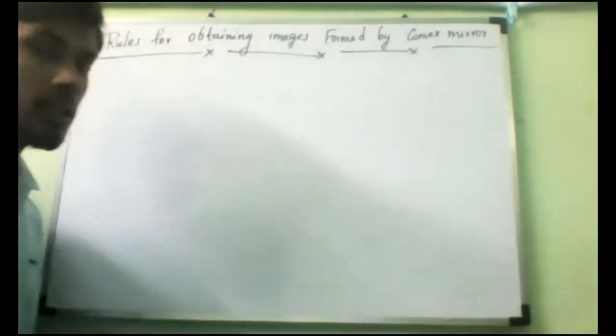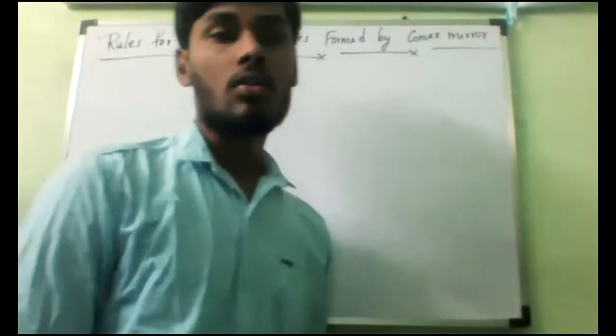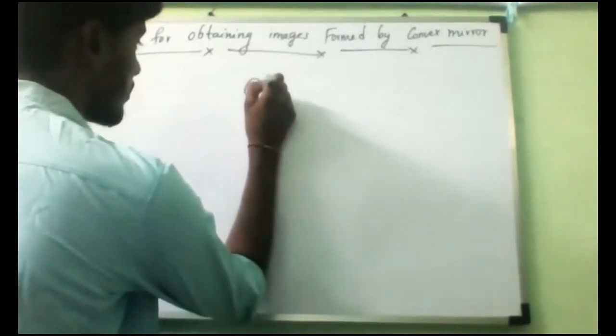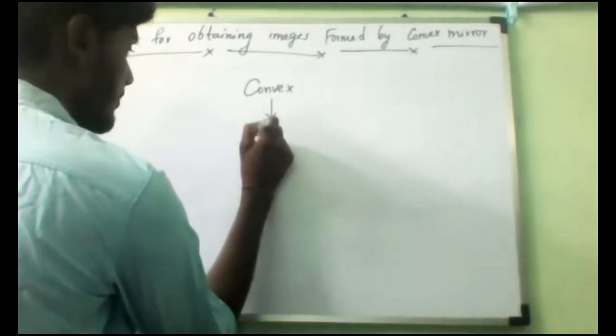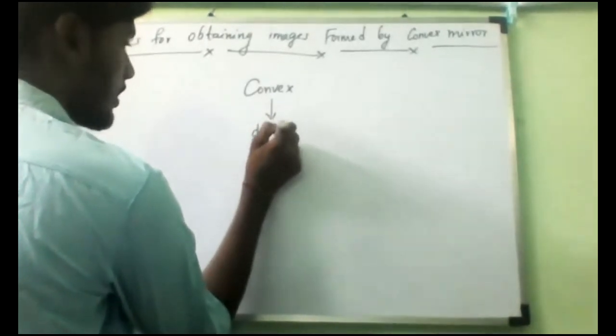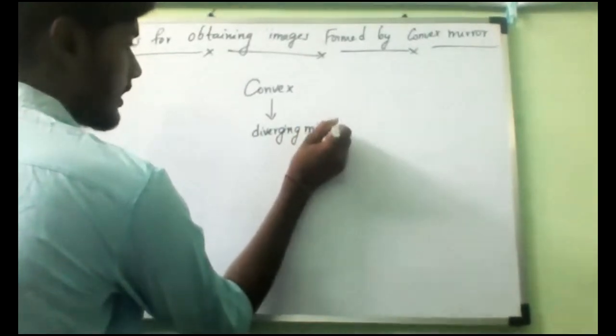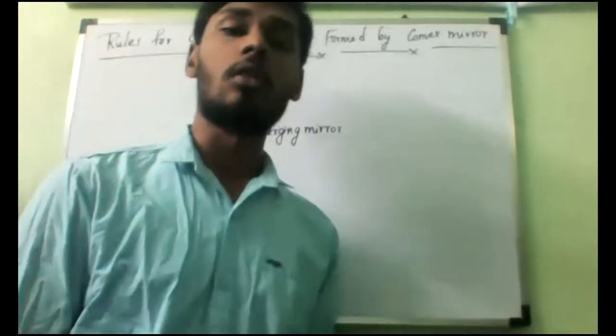So now let us go for the second type of mirror, that is called the convex mirror. The first point which we should remember is that the convex mirror is also called a diverging mirror. See here, the concept is very, very less, but the numericals are very difficult.